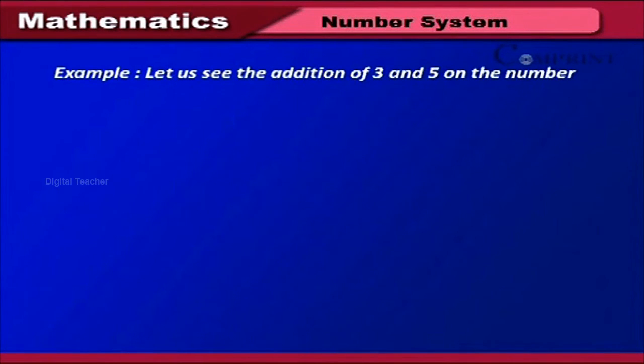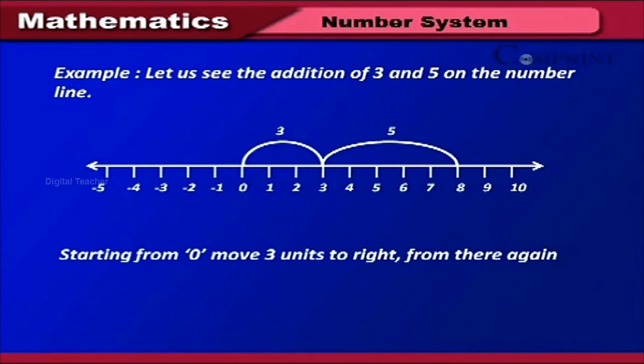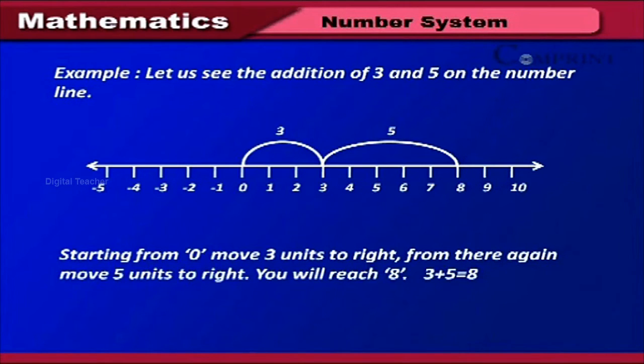Example, let us see the addition of 3 and 5 on the number line. Starting from 0, move 3 units to the right. From there, again move 5 units to the right. You will reach 8. Therefore, 3 plus 5 is equal to 8.